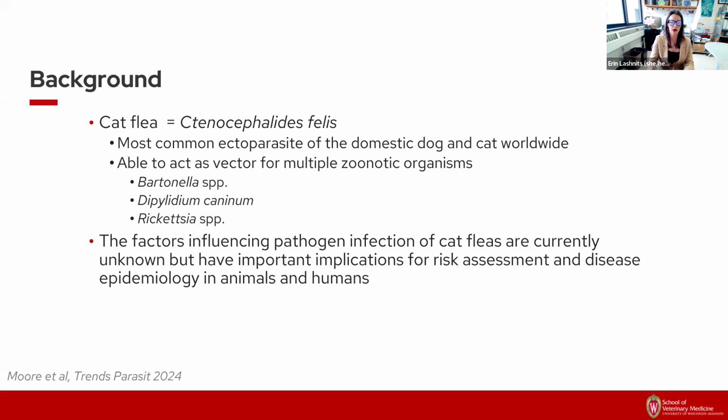When it comes to bacterial pathogen infection, which is what I'll be focused on here, I'm not going to talk anymore about the tapeworm. But when it comes to bacterial pathogen infection in cat fleas, we really don't have a good understanding of the factors that influence what pathogens infect different cat fleas, what percentage of cat fleas are infected, or the implications on risk for human infection. So what are the risk factors for human infection with these flea-borne diseases, or animal infection as well? Again, I'll be focused on the human side, but for me as a veterinarian, I also focus on the animal side in my own work.